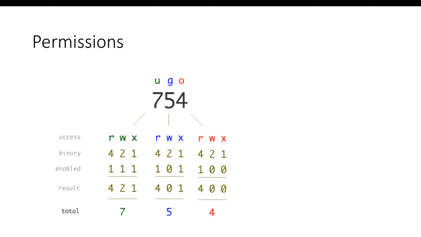So if you want to give somebody full read, write, and execute privileges on a file, that will be represented by the number 7, 4 plus 2 plus 1. If you just want to give them read and write, it would be 4 plus 2, which is 6. Just read and execute is 4 plus 1, which is 5.